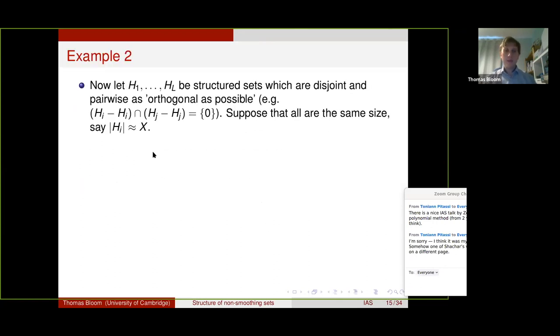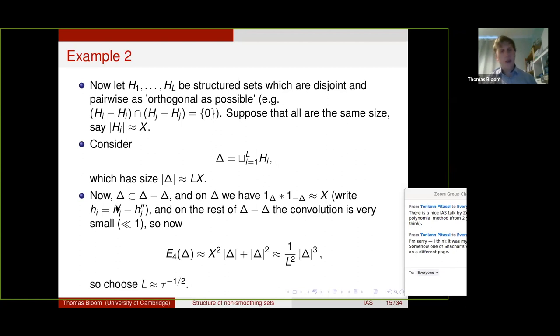Okay, so that's one type of example. There's another family of examples, which looks quite different. Here instead, I'm going to start with a collection of structured sets. Think of this as a collection of subgroups, for example. They're disjoint and pairwise as orthogonal as possible. So again, apart from where they trivially have to intersect additively, they exist in completely different chunks of the universe. Suppose that they're all the same size, so all have size roughly x. I'm just going to consider their union, which is a disjoint union. In particular, it has size roughly l times x.